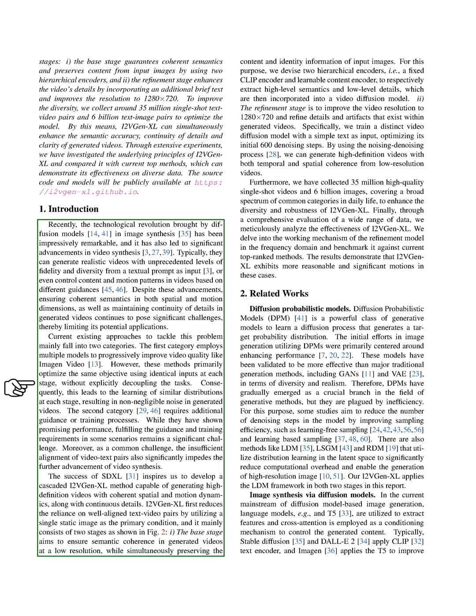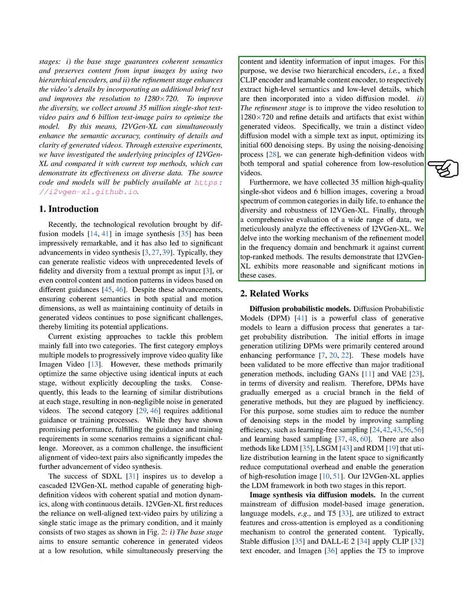I2VGen-XL first reduces the reliance on well-aligned text-video pairs by using a single static image as the primary condition. It consists of two stages, the base stage and the refinement stage. The base stage aims to ensure semantic coherence in the videos produced at a low resolution while preserving the content and identity information of the input images. To achieve this, we use two hierarchical encoders to extract high-level semantics and low-level details, which are then incorporated into a video diffusion model. The refinement stage improves the video resolution and refines details and artifacts in the videos produced.